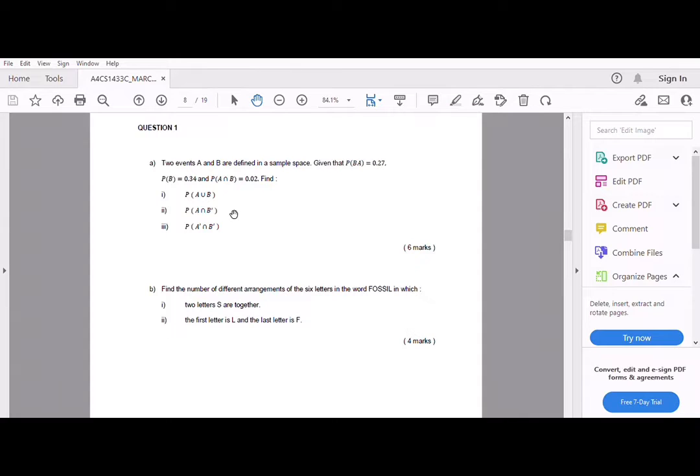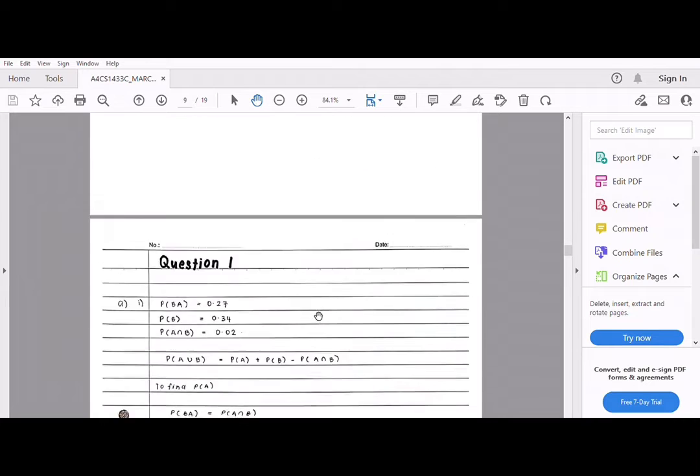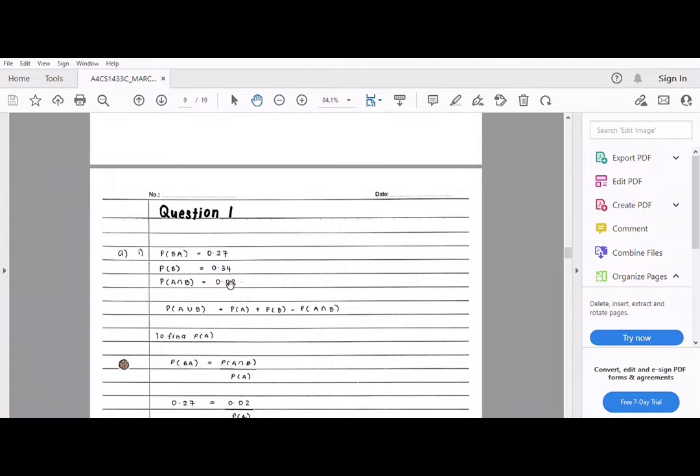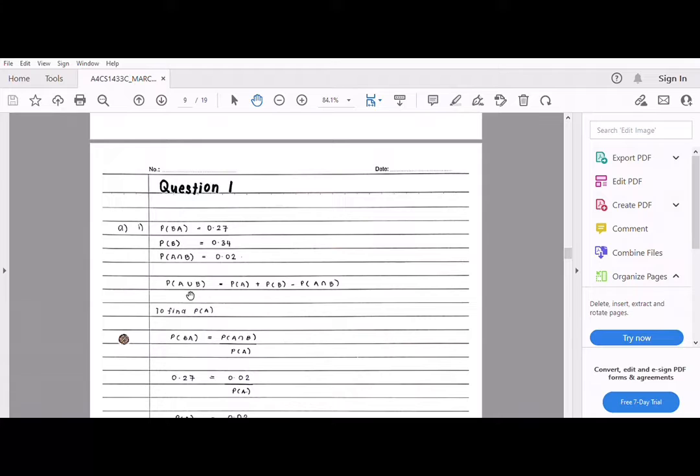Okay, so hi everyone, let's look at the first question. Two events A and B are defined in a sample space. Given that P(B|A) is 0.27, P(B) is 0.34 and P(A ∩ B) is 0.02. So, firstly, write all the information given. The first question asks you to find probability A union B.